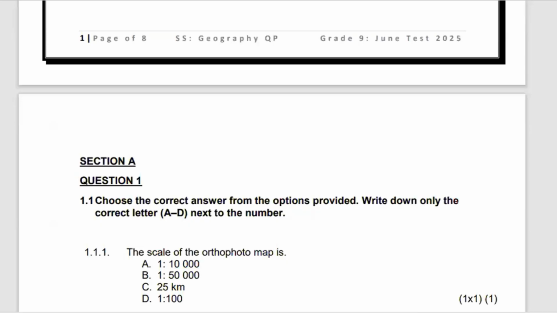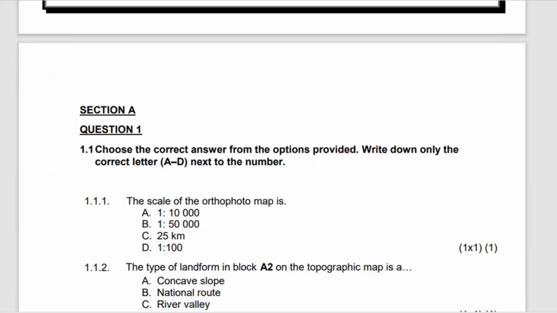Okay, so now we have our Section A, Question 1. Choose the correct answer from the options provided. Write down only the correct letter A to D next to the number. Okay, so here we have our first question. The scale of the orthophoto map is 1 to 10,000, 1 to 50,000, 25 kilometers, or 1 to 100.